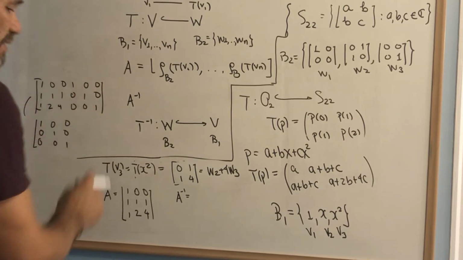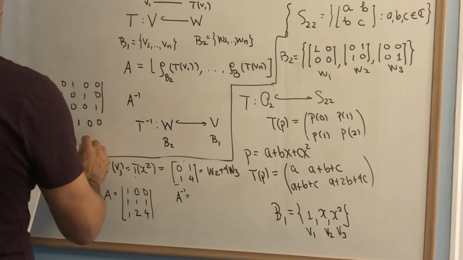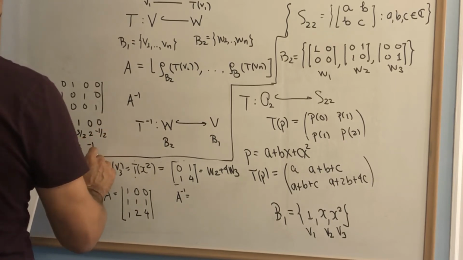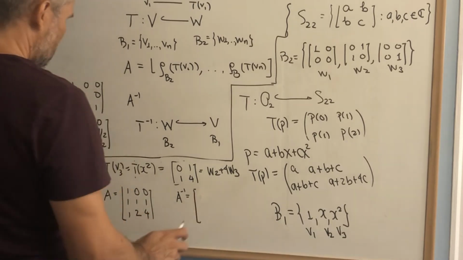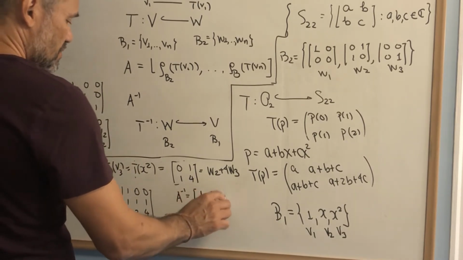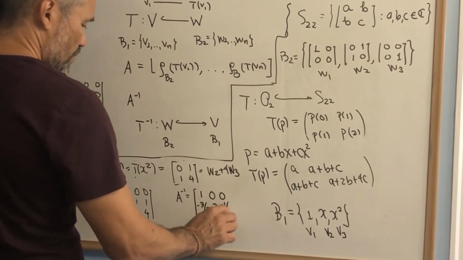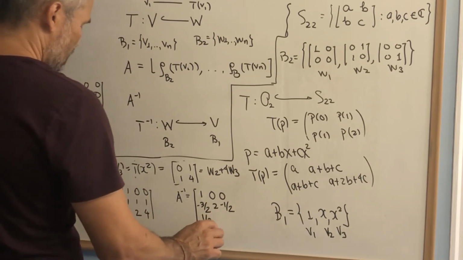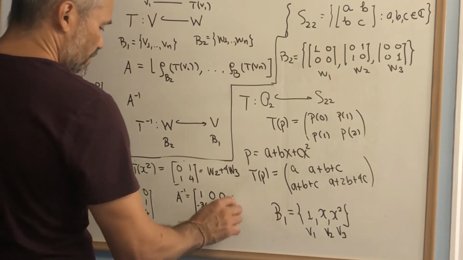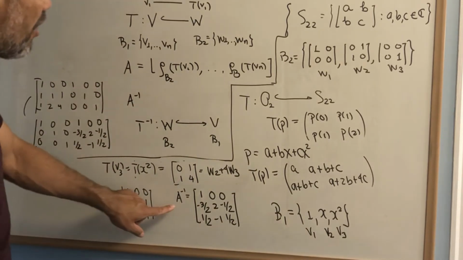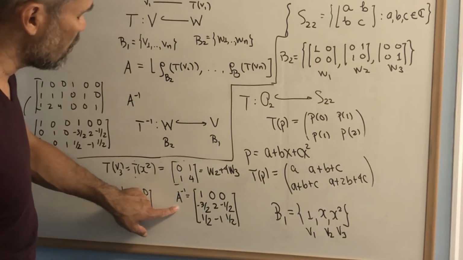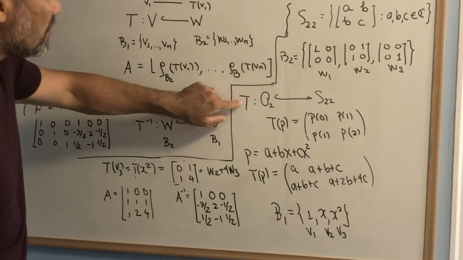And here we will get 1, 0, 0, negative 3/2, 2, negative 1/2, 1/2, negative 1, 1/2. That means that A inverse is 1, 0, 0, negative 3/2, 2, negative 1/2, and 1/2, negative 1, 1/2. Now let's see how we use this to compute the inverse of T.